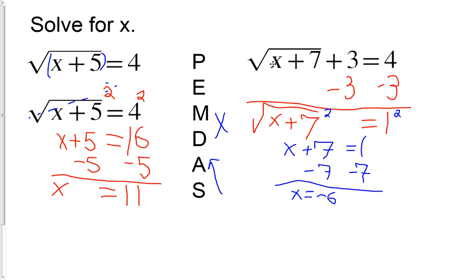You can plug it in to make sure it works. Minus 6 plus 7 is 1. Square root of 1 is 1. 1 plus 3 is 4. And we're done.